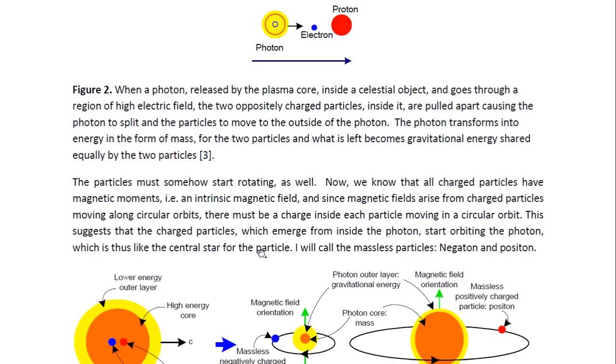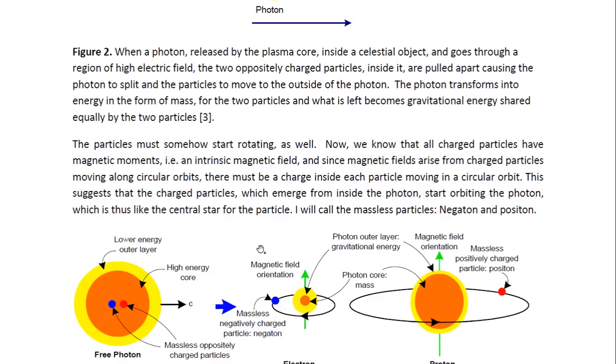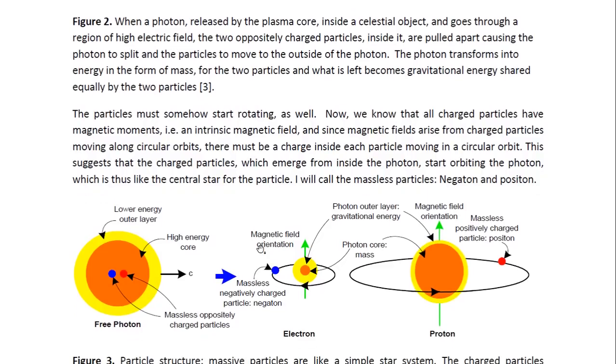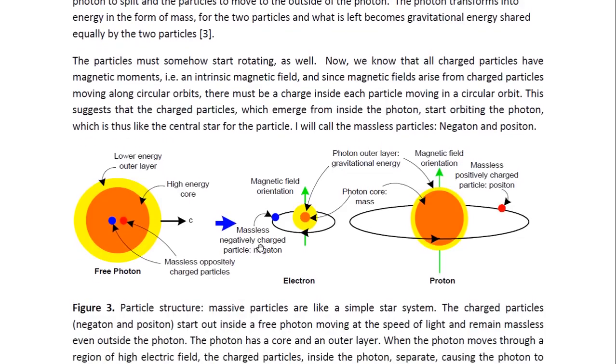The particles must somehow start rotating as well. Now, we know that all charged particles have magnetic moments. In other words, they have intrinsic magnetic fields, and since magnetic fields arise from charged particles moving along circular orbits, there must be a charge inside each particle moving in a circular orbit. This suggests that the charged particles which emerge from inside the photon start orbiting the photon, which is thus like the central star for the particle. And I'm going to call the massless particles negaton and positon.